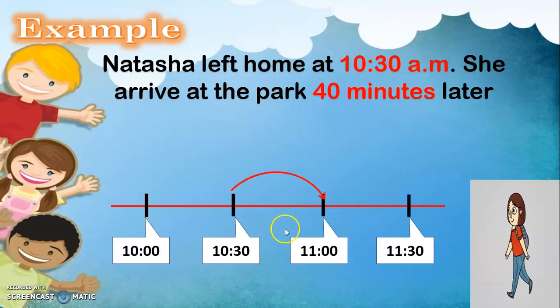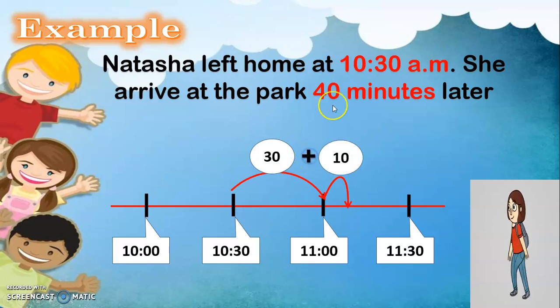Okay, so 10:30 to 11 is already 30 minutes. What we need is 40 minutes. So how much more do we need to complete the 40 minutes? So we need to add 10 more minutes to know what time Natasha arrives at the park. So if we add 10 more minutes to complete the 40 minutes, the time will be here. It is after 11. Here is 11. After 11 is 10 minutes.